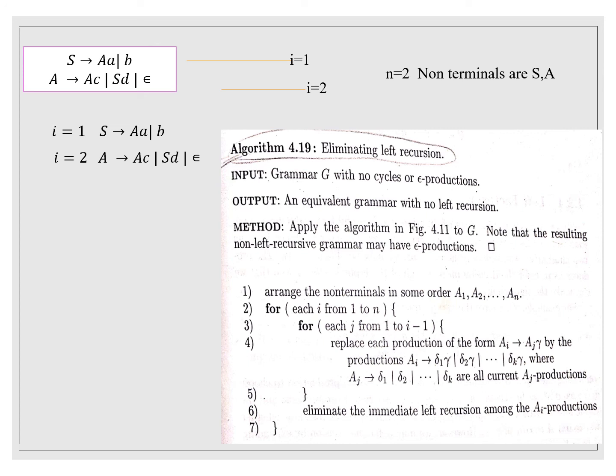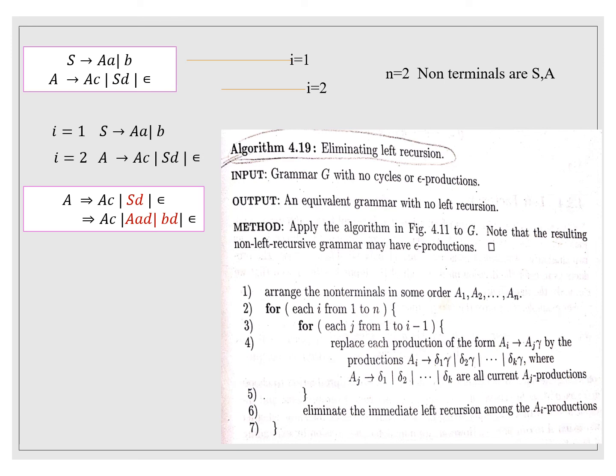See, look at this. In the production A derives Ac | Sd | epsilon, you have to identify what is Aj. What is Aj here? It is nothing but S. For S, what is the production? Aa | b, rule 1. So after applying that, what will we get? It is nothing but the replacement: Ac | Aad | bd | epsilon.